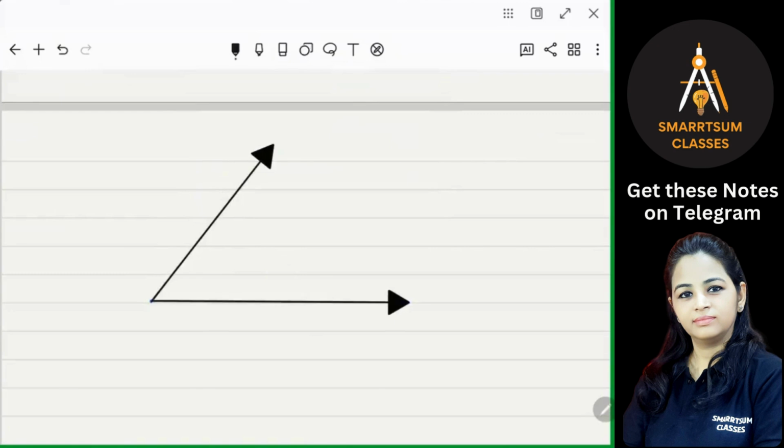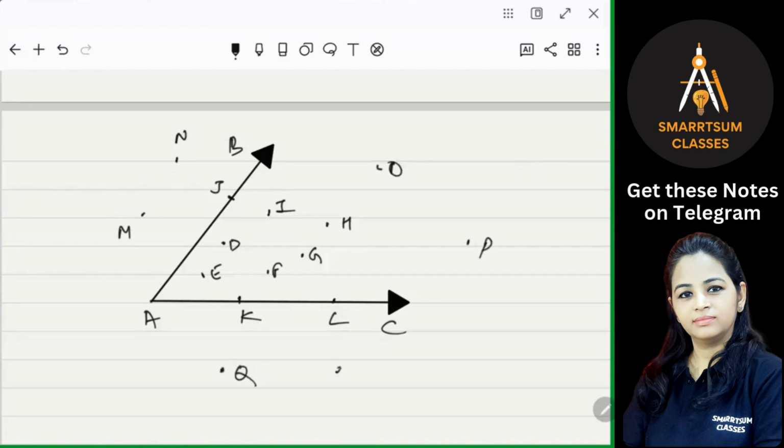Okay, so this is an angle BAC, right? And there are certain points here, right? So this is D, E, F, G, H, I, right? Then a few here, J, K, L, M, N, O, P, Q, R, right? So these are certain points, right?